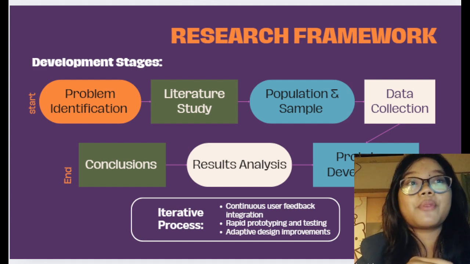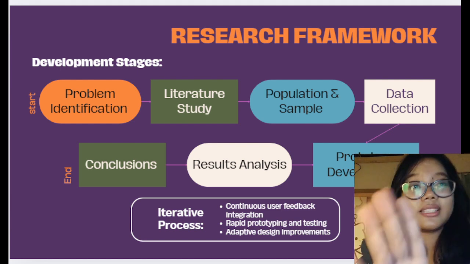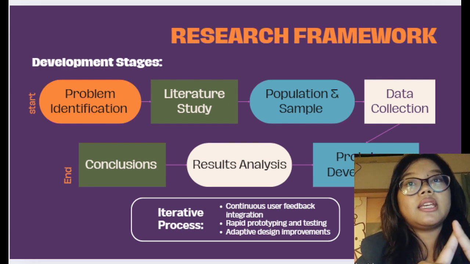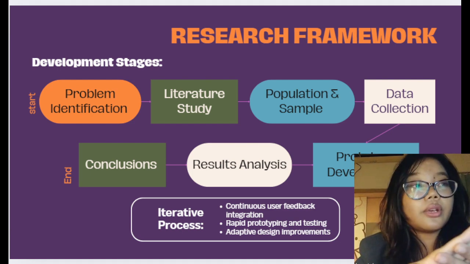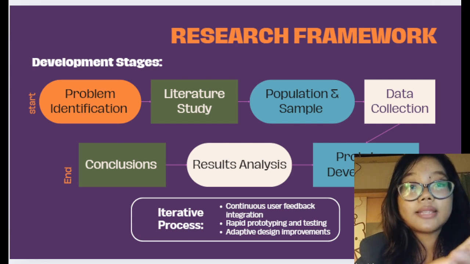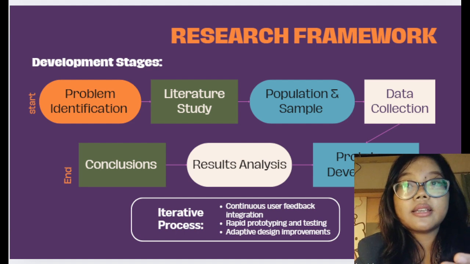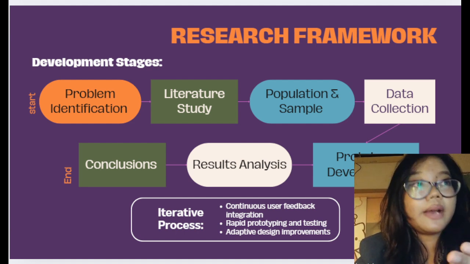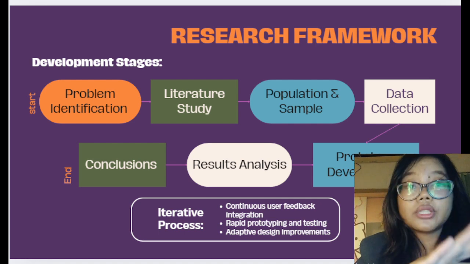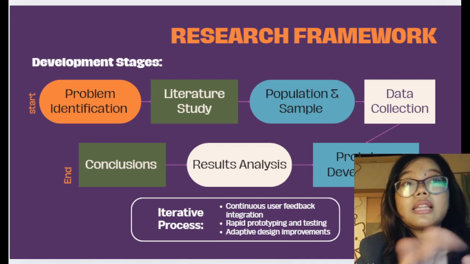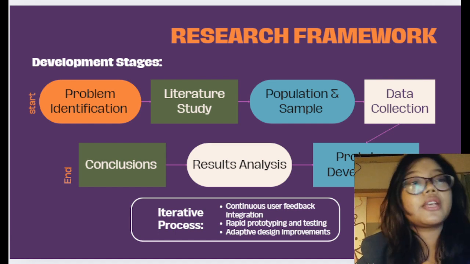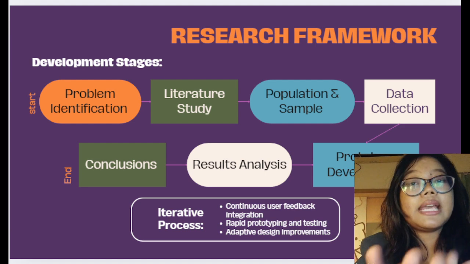Okay, we got the research framework here. The development process will follow 7 key steps, as you can see. It starts with identifying the problem. The second is we conduct the literature review. The third is we define the population and sample. The fourth is I'm collecting the user and provider data. The fifth is of course building and testing the prototype. The sixth is analyzing the result, and the last one is drawing the conclusion and recommendation. The cycle itself will be iterative, so we're going to keep refining the app based on the feedback.